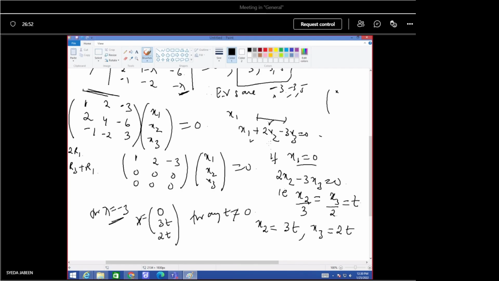If you take x2 as 0, then the equation will change. When x2 is 0, you will have x1 by 3 is equal to x3 by 1. So you will get x1 is equal to 3t and x3 is equal to t. So in this case, the value will change. So you will have 3t, 0, t. So this is also one form of eigenvector. If you take this as 0, that is also another form of eigenvector.